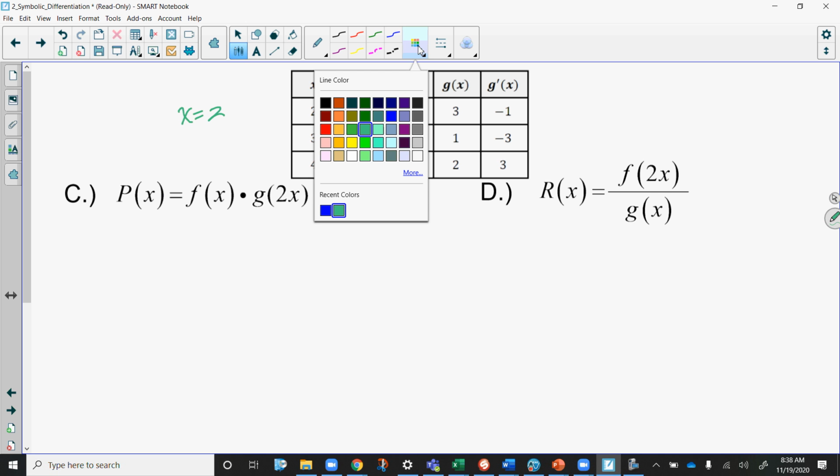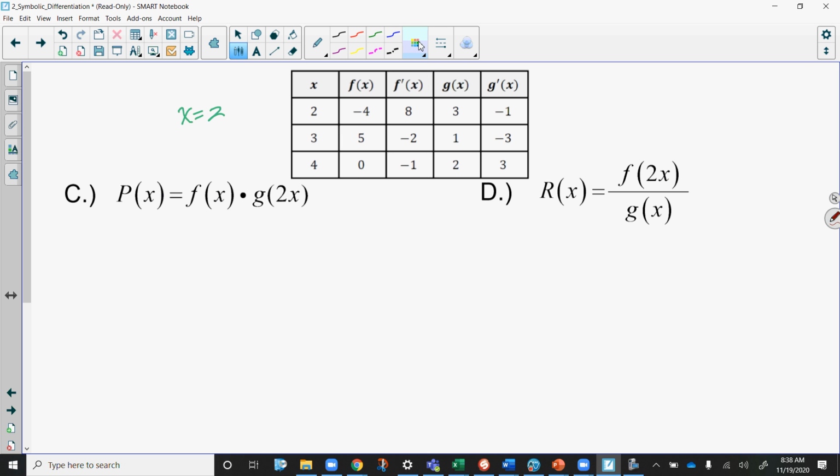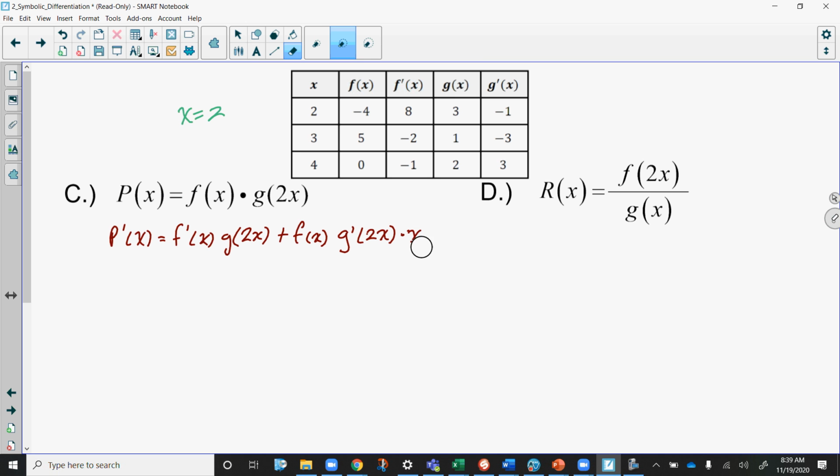So looking at that, let's go to a new color here just to keep things different. Here, I'm going to say p prime of x will be equal to, so the product rule, I'm going to take the derivative of f. So I'll say f prime of x, and g will stay the same, times g of 2x. And then we'll add f of x times the derivative of g, which in this case is going to be g prime of 2x times x, because the derivative of the 2x is just x. Nope, I have that backwards. Some of you are probably saying, no, Mr. Pierce, that's not right, the derivative of 2x would be 2. There we go. Now it looks okay.